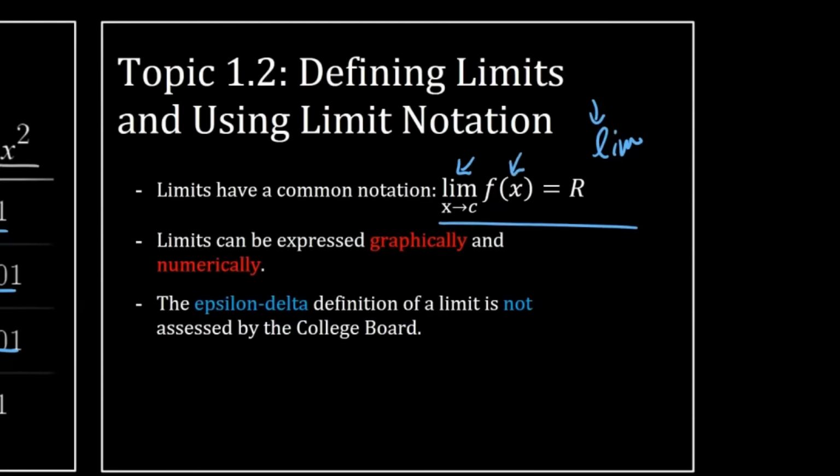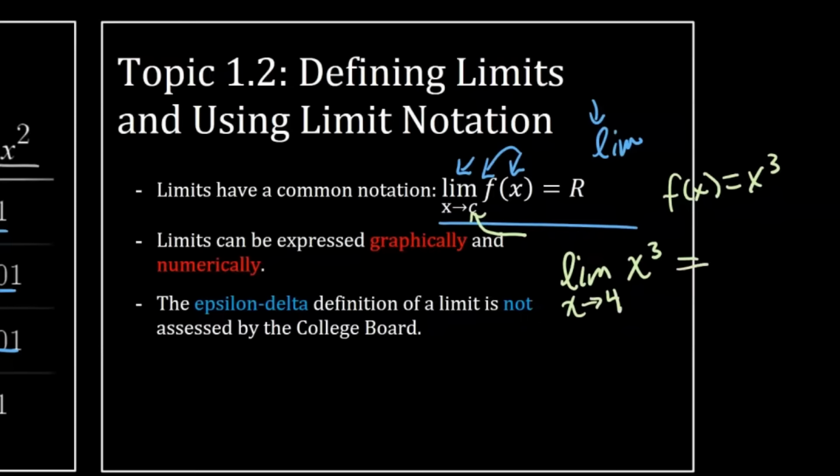Then we have a function here. This is the function that we are finding the limit of at a point. And that point is c. So if I wanted to find the limit of a function, let's say f of x equals x cubed, it would be written as a limit of x cubed as x approaches, let's say I wanted to find the limit at x equals 4. This would be equal to some real number, hence r. We're going to get into how you would find that limit in future topics.